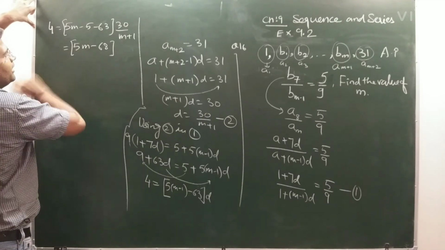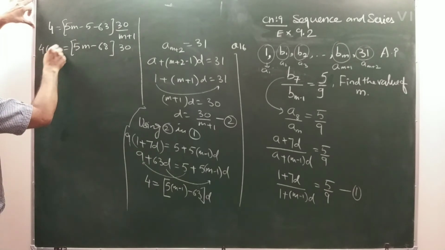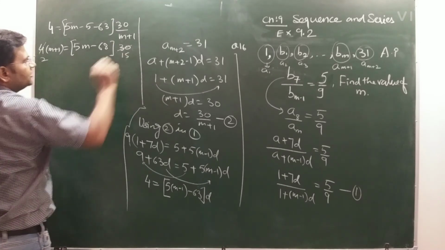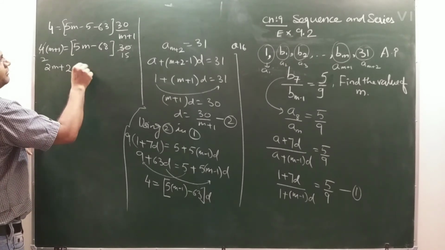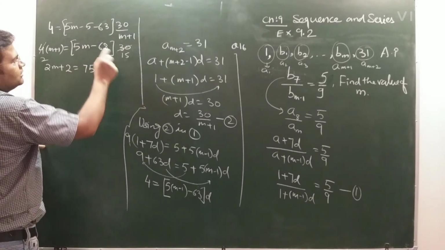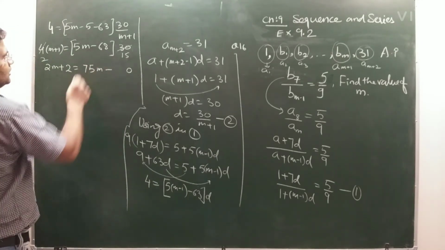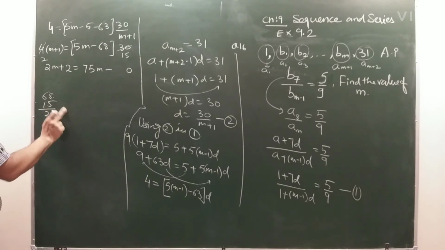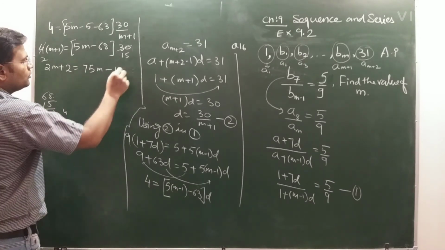Close this bracket, this is 30, and this (m plus 1) you can cross multiply here, 4(m plus 1). Now open the bracket and simplify: this is 2 twos, and this is 2 fifteens. So this is 2m plus 2, and 15 times 5 means 75m, and this 4 you have to multiply by 68 by 15. So you can multiply here: 15 times 8 is 120, 15 times 6 is 90... so it comes to 1020.